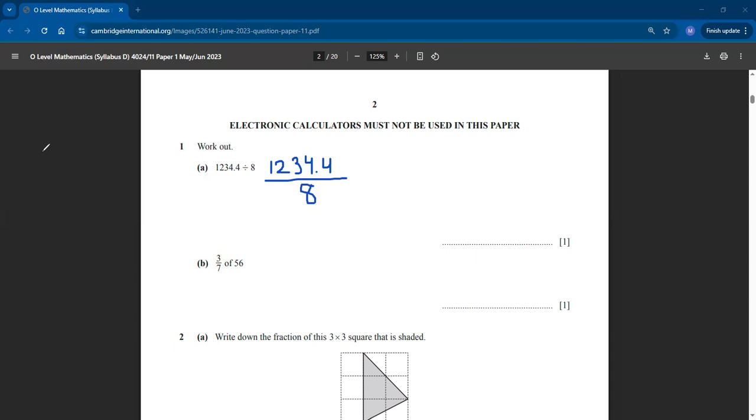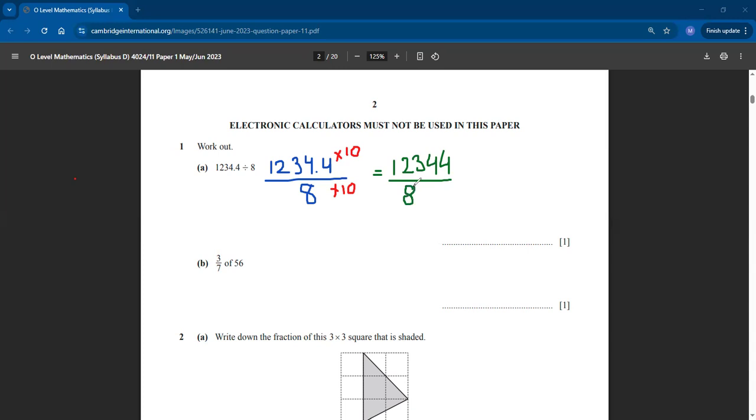Okay, then what am I going to do? I'm just going to multiply the numerator by 10, and I'm doing this so that I could get rid of this decimal that's there. But whatever I'm doing to the numerator, I need to perform the same action to the denominator as well. So I'll multiply the denominator by 10 as well. Now, as a result, what is the answer that I'm getting? I'm going to get 12344 divided by 80.